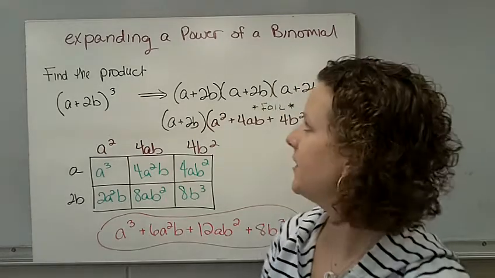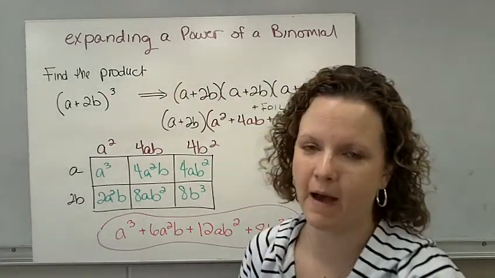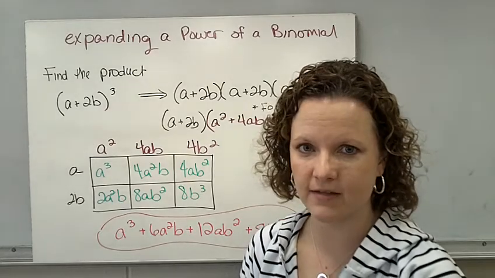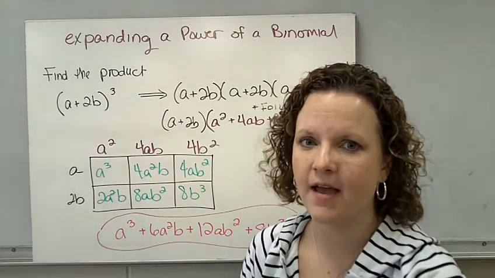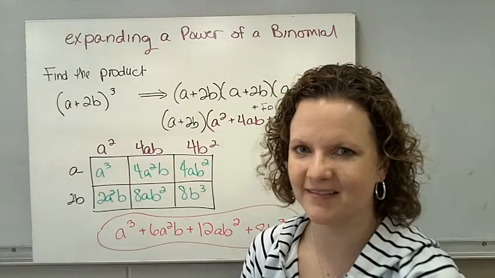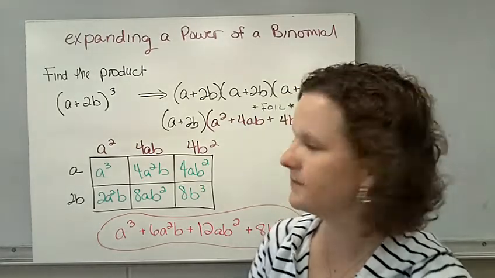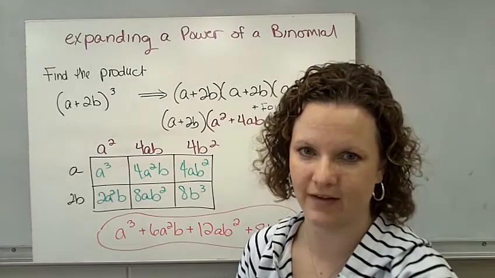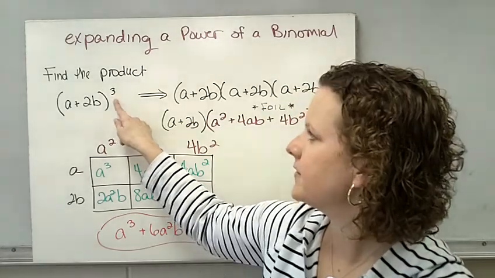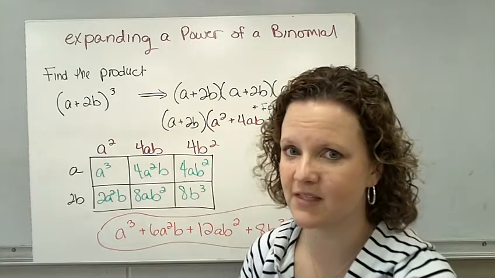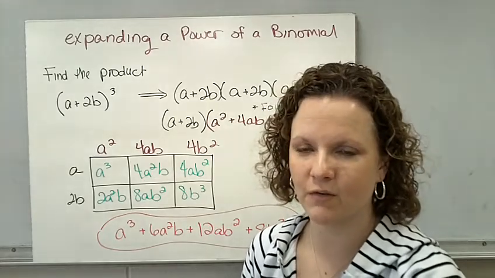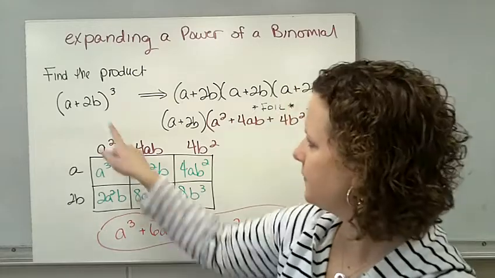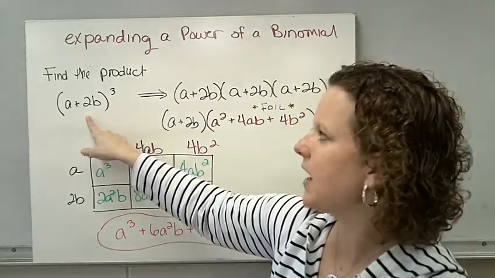Okay, today we are going to expand powers of binomials. That means we're going to have a binomial raised to a whole number power and expand it, which in the past has been just raised to the second power, which means you write two of them and you FOIL it. Now we're doing higher powers, 3, 4, 5, 6, and we're going to go over a method to make it easier on you. First of all, let's just find the product.